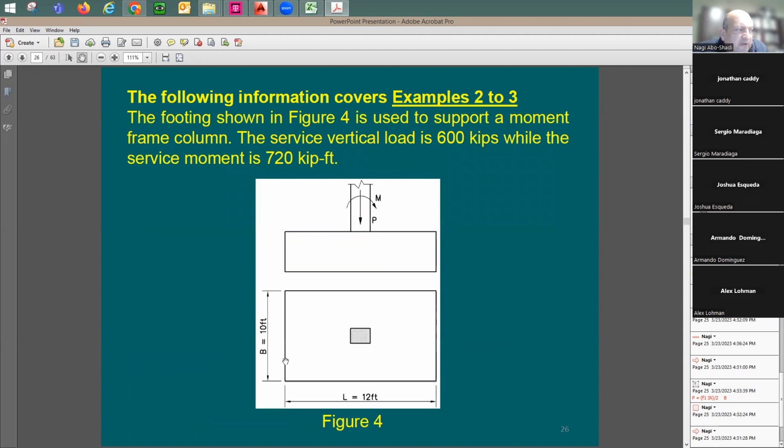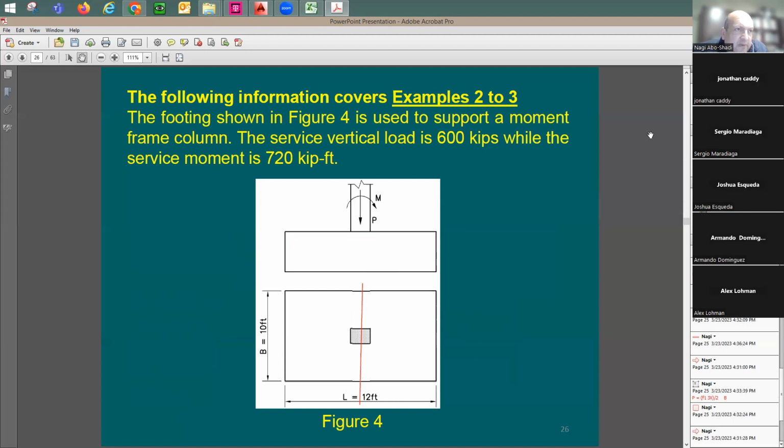Footing size is 12 by 10. Here's the axial load, some moment. And look at the moment direction. Moment direction is going to be about this axis. So the contact area is going to be 120 square feet. It's like the elevation or the side view. But when it comes to the moment, it's going to be about this axis.